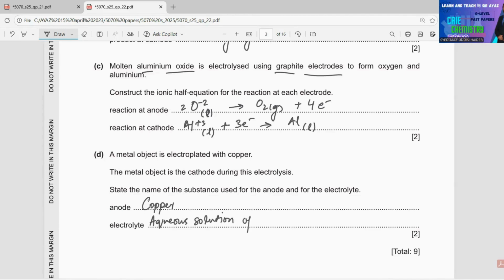Aqueous solution of copper(II) nitrate or copper(II) sulfate. You can write any one of these.